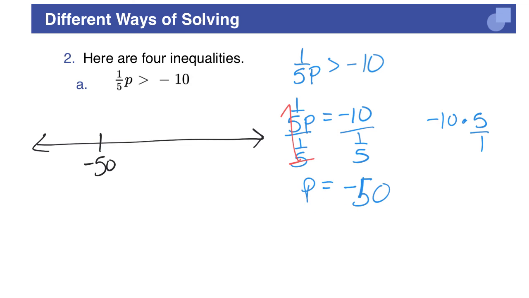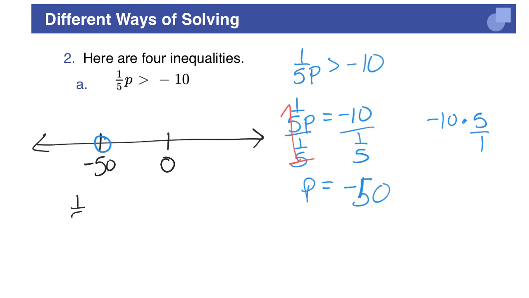This isn't my answer yet because it's an inequality, but I drew a number line. I put negative 50 on it. That's my boundary. I'm going to put an open circle on negative 50. That's because my inequality was just greater than, not greater than or equal to. And now I have to decide on which side of negative 50 are my solutions going to be. So I'm going to test something. I always like to test 0. So 0 is on this side of negative 50. I put that on my number line.